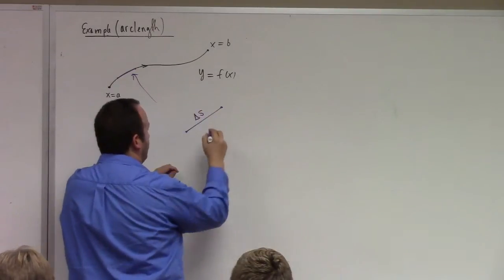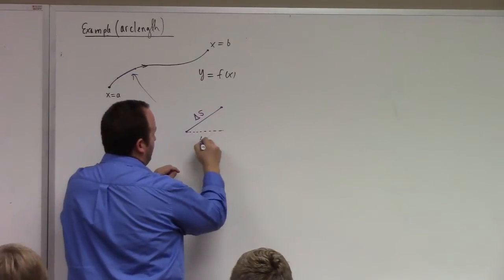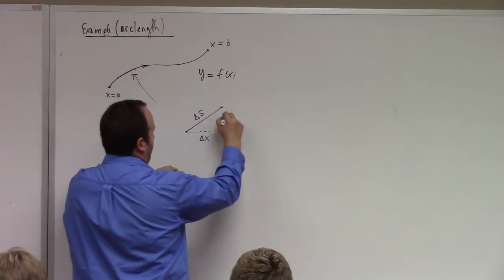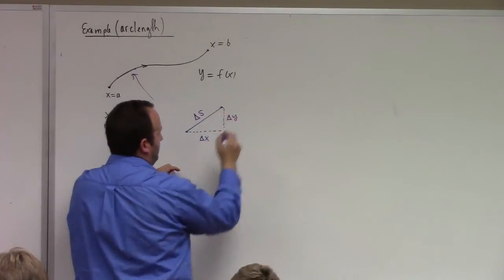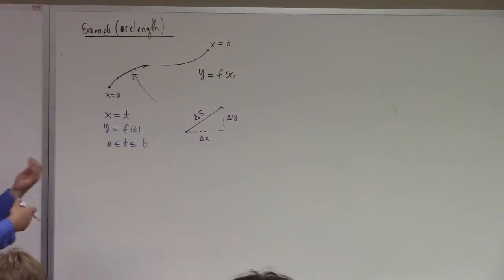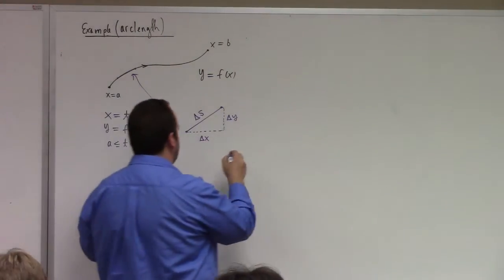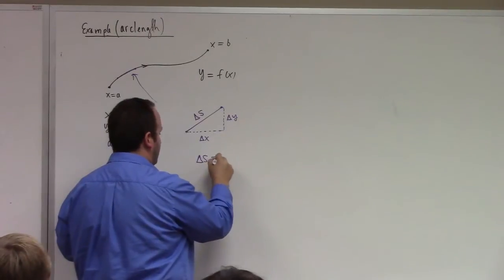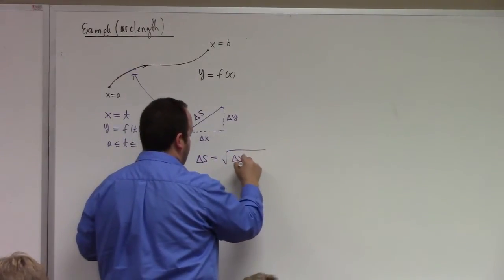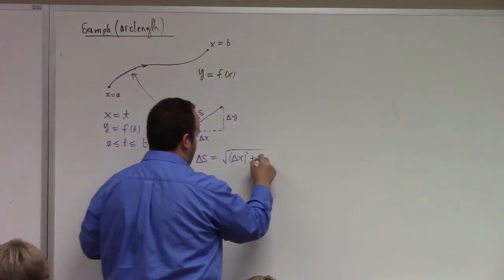We use S for arc length. You just do delta x and delta y. And what's the relation between delta x, delta y, and delta s? I mean, you guys know. Delta s is the square root of delta x squared plus delta y squared.